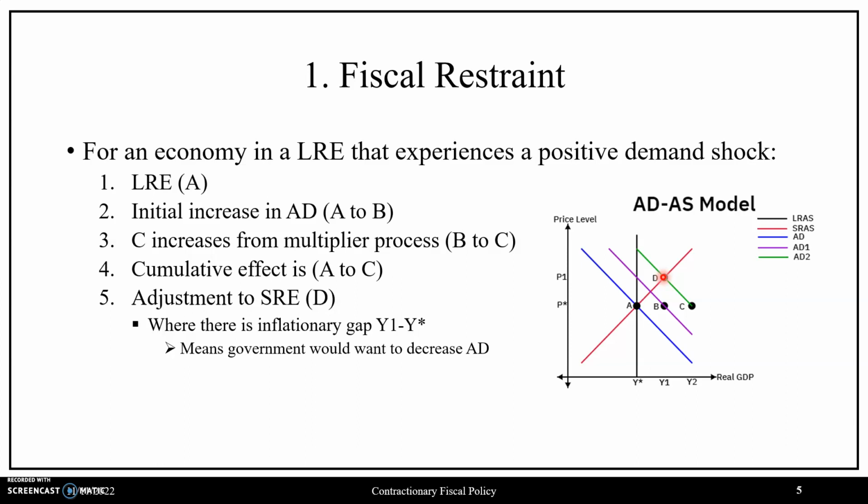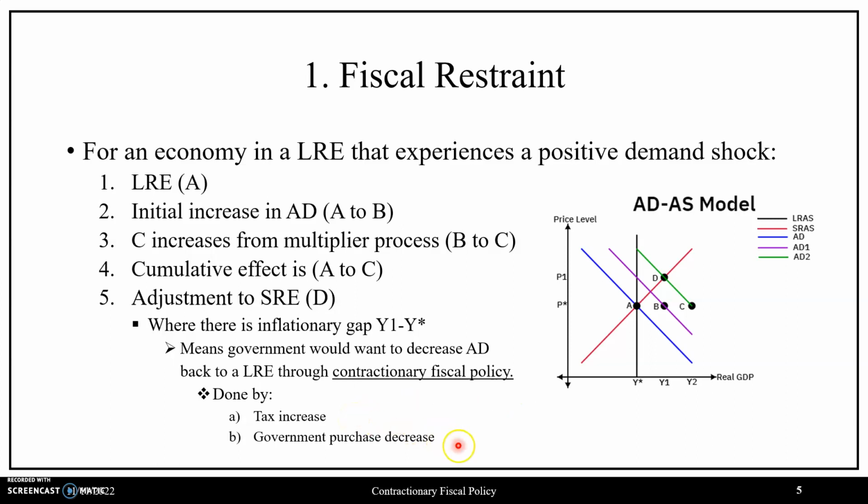then there will not be self-adjustment, which means the government would want to step in to return the economy back to a long-run equilibrium state, in which it can do so by restraining aggregate demand, which means it would like to pursue contractionary fiscal policy, where the options at its disposal in terms of contractionary fiscal policy include a tax increase, a decrease in government purchases, or a decrease in income transfers.